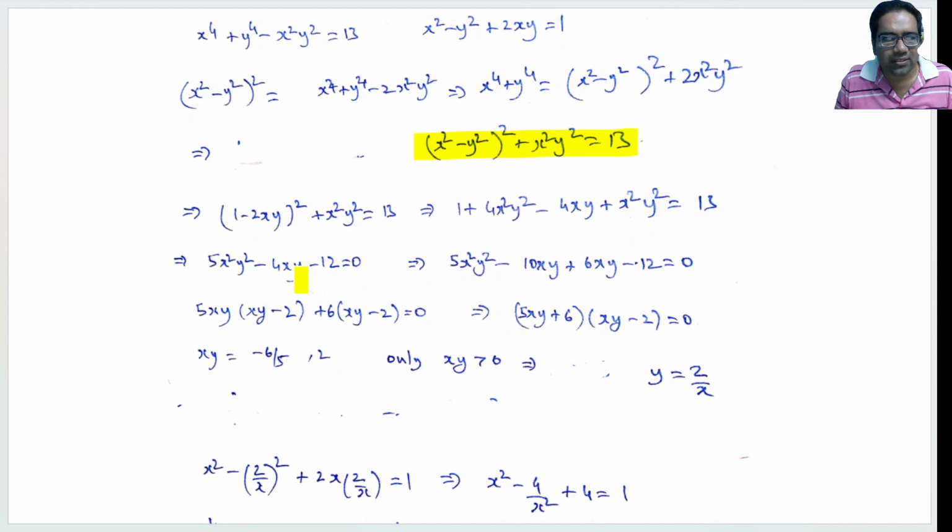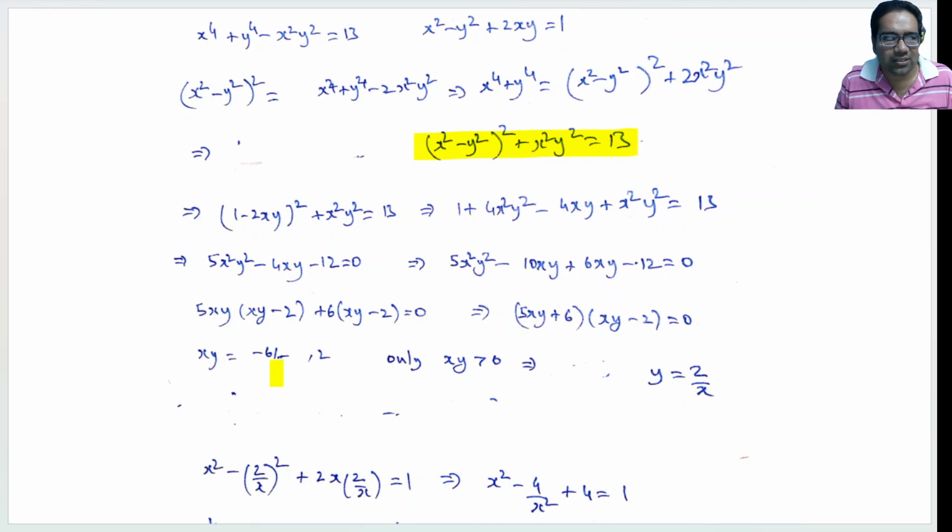This means we can factorize this. This 4xy we can write as minus 10xy plus 6xy, minus 12. Why? 10 times 6 is 60, and minus 10 into 6 is minus 60. 5 times minus 12 is minus 60. That's why we are factorizing like this. Then it becomes 5xy times (xy - 2) plus 6 times (xy - 2). So basically we are getting (5xy + 6)(xy - 2) equals 0.